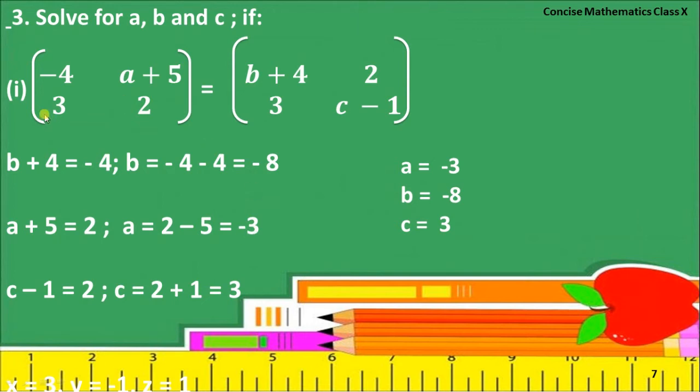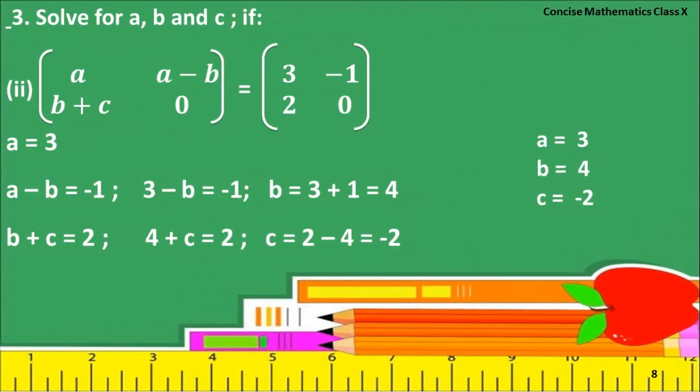The third element is 3. Here also the third element is 3. Let us move on to the fourth element. Here it is 2. Here it is C minus 1. C minus 1 is equal to 2. Hence the value of C is equal to 2 plus 1. The value of C is 3. Therefore, we can say that A is minus 3, B is minus 8 and C is equal to 3. After finding out the values, you can just replace and cross check whether all the elements of the given two matrices are the same or not.